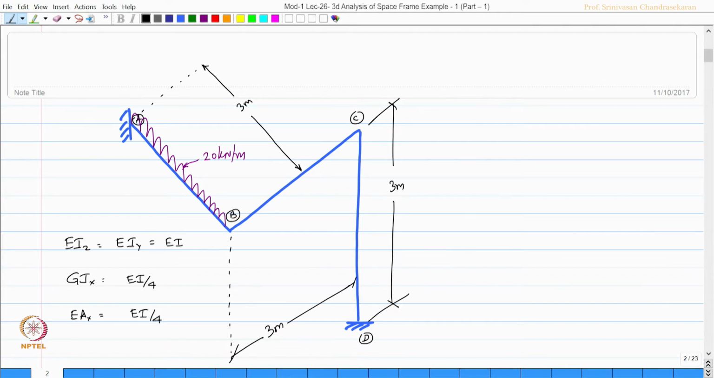The first job is to mark the local axis and global axis of the system and the coordinates. Let us mark the local axis and the global axis. Let us say the global axis is marked now, which is x, this as y and this as z.